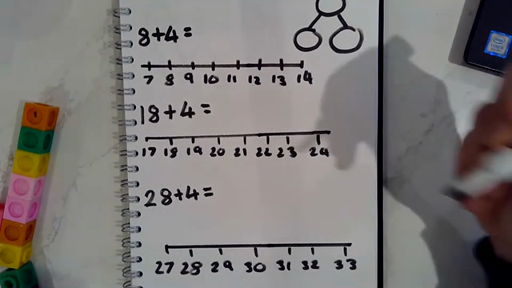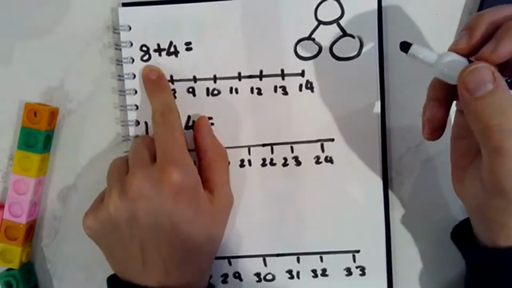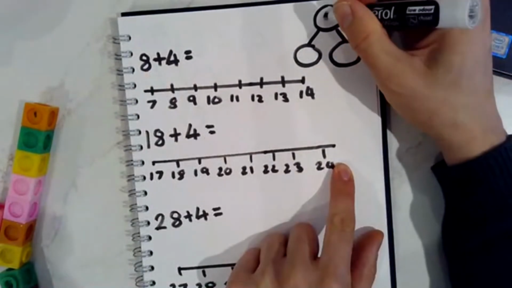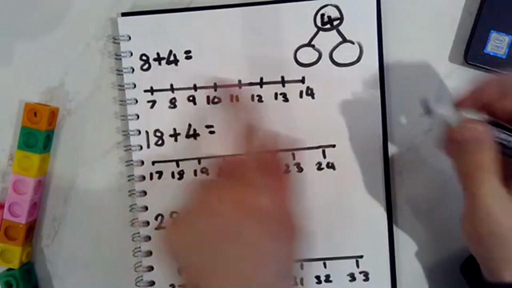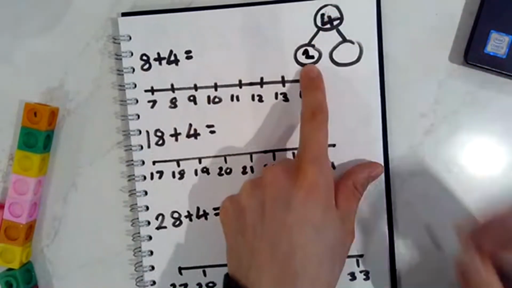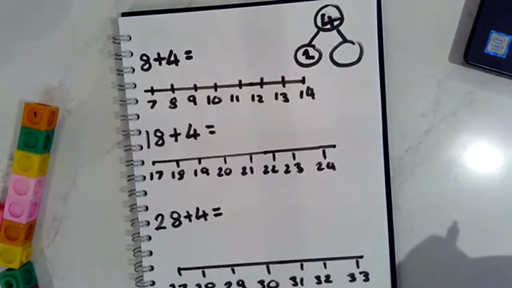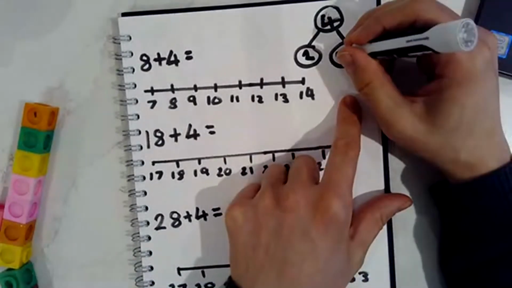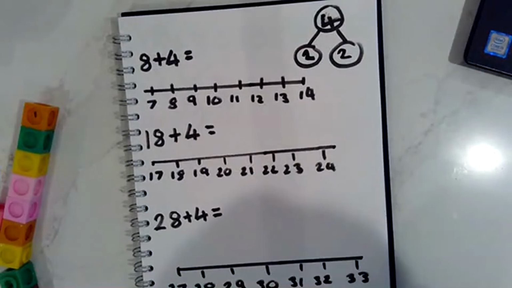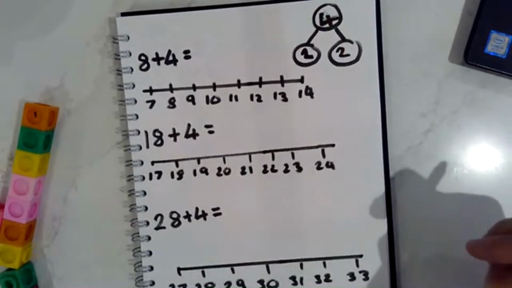Brilliant. So what do I need to add to 8? I need to add 2. So I need to partition 2 out of the 4 because that 2 is going to be added to the 8 to make 10. But if I partition 2 out of 4, I still have 2 remaining there. 2 add 2 equals 4.